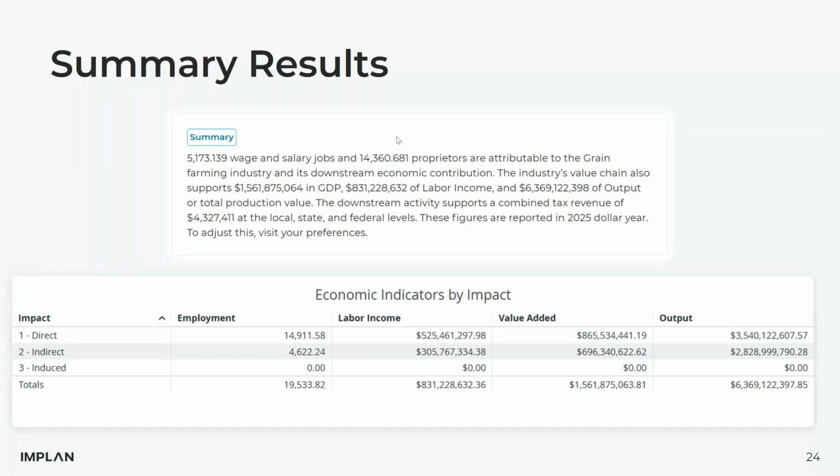And what this is showing us is the direct and indirect, as well as total for the forward linkage, the downstream industry contribution here. There is no induced effect in this, and this is indeed an indirect, but moving forward instead of backwards.